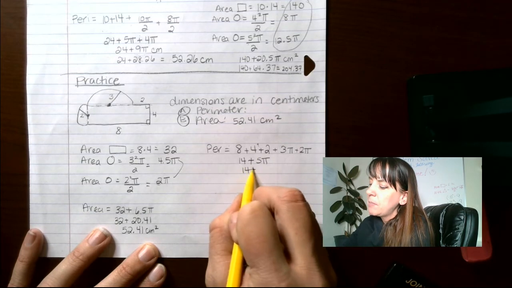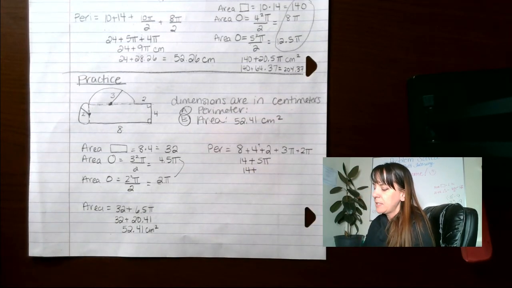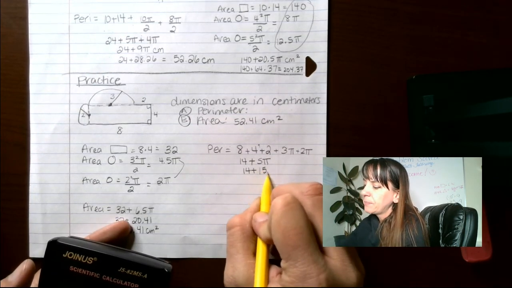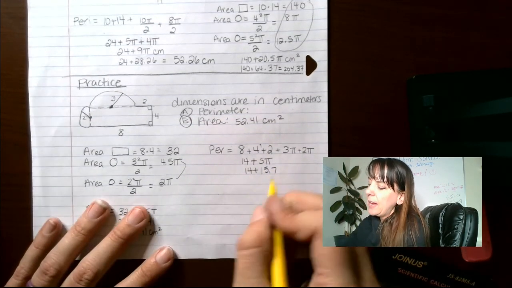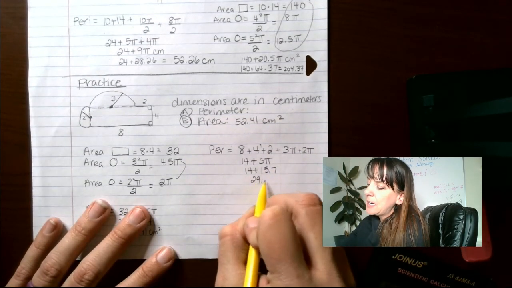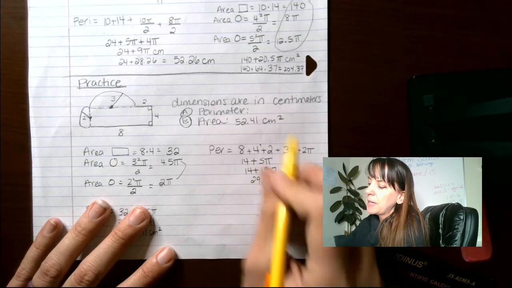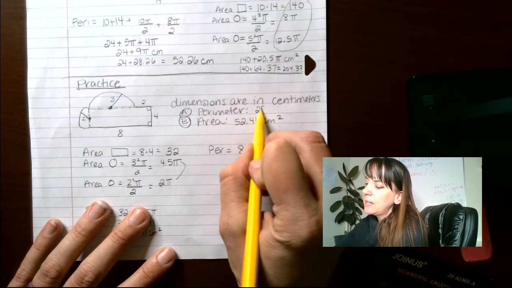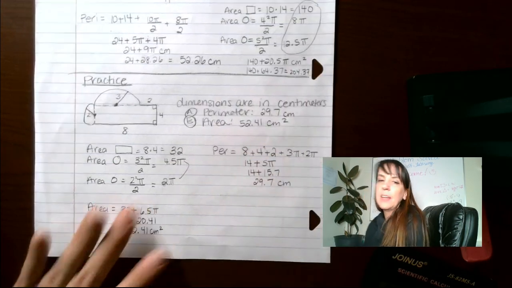So we get 14 plus, and then 5 times 3.14 gives me 15.7. All right, so then that gives us 29.7 centimeters. So the perimeter is 29.7 centimeters.